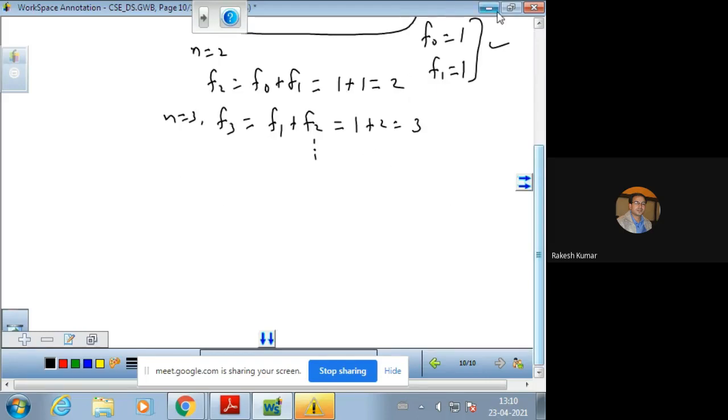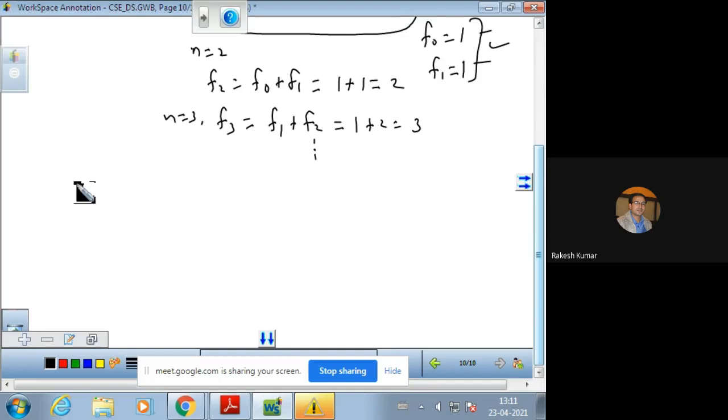So just see, the previous elements are helpful in finding the current elements. For finding F3, we have to use F2 here. And for finding F2, we have to use the initial elements. So this is the best example of a Fibonacci or recursive definition.